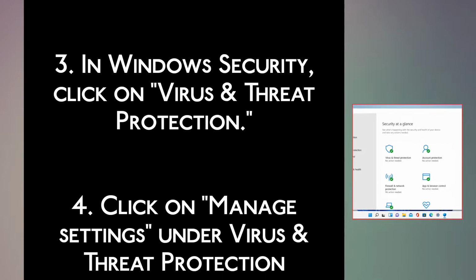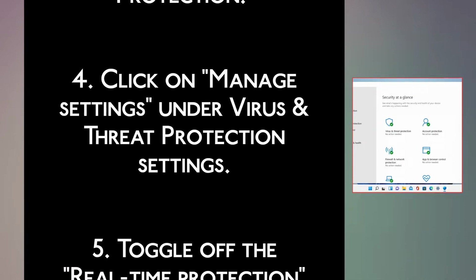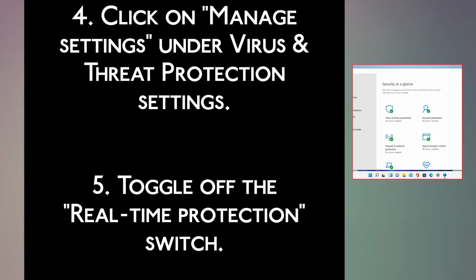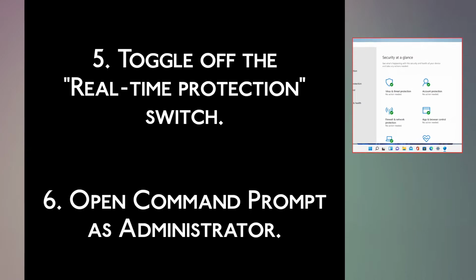Step 4. Click on Manage Settings under Virus and Threat Protection Settings. Step 5. Toggle off the Real-Time Protection switch. Step 6. Open Command Prompt as Administrator.